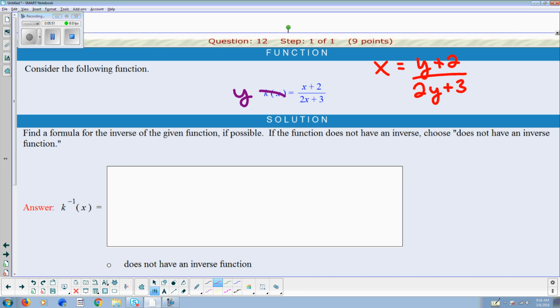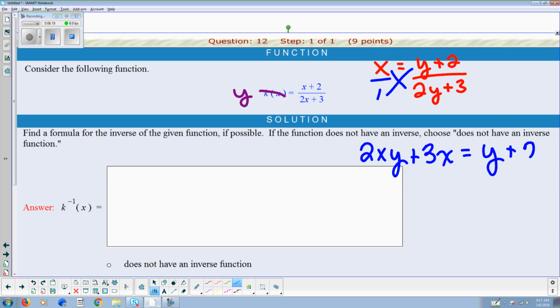Well, the fact that I have a y in a denominator is inconvenient, and I need to get it out of the denominator. We can think of this as fraction equals fraction and think of cross product here. So if I cross multiply, that would give me 2xy plus 3x equals 1 times y is y and 1 times 2 is 2.